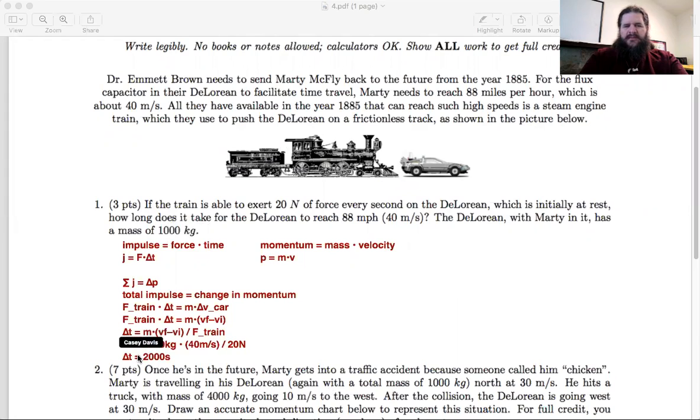And if this seems like an absurdly long amount of time, that's because 20 newtons is an absurdly small amount of force for a train to exert. 20 newtons is like the force it takes to maybe hold up an apple in your hand. A train I would expect to exert way more force than 20 newtons, so it should take a lot less than 2,000 seconds. It's just that the numbers in the problem are unrealistic in the first place. Any other questions on that so far?